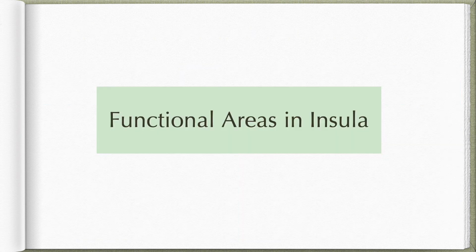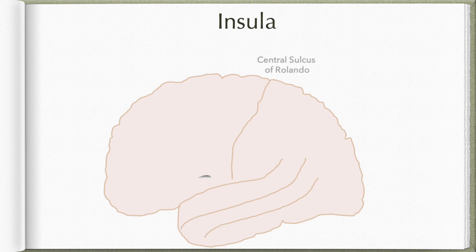Now coming to functional areas in insula. Insula is buried in the depth of the posterior ramus of lateral sulcus. When we discussed classification of sulci, we said that this entire lateral sulcus is a secondary sulcus formed because of the slow growth of insular cortex and faster growth of the surrounding cortices, which will grow faster and they overhang on the insular cortex. So insular cortex gets buried in the depth from all around areas.